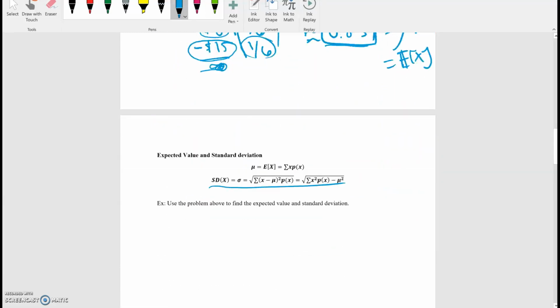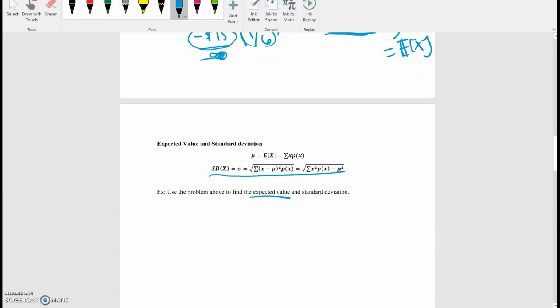Okay, so now we already found the expected value. What we're going to try to do is find the standard deviation. Now, the standard deviation is defined to be the following, right? So standard deviation sigma is equal to this gigantic formula. It's the square root of the sum of x minus the mean, because we know it's a distance from the mean squared, and we're going to multiply it by the probability.